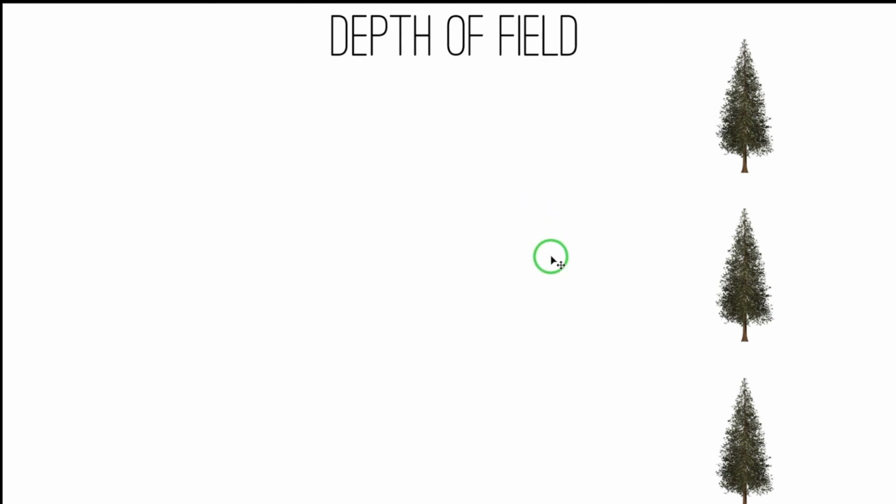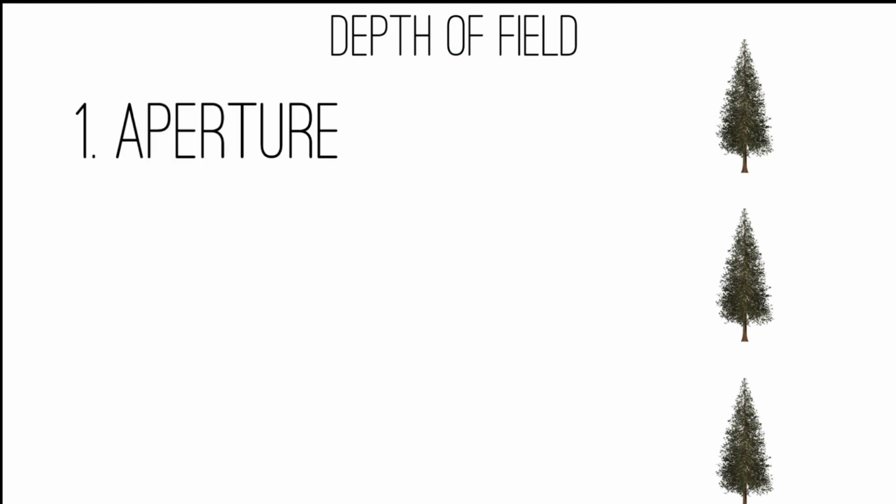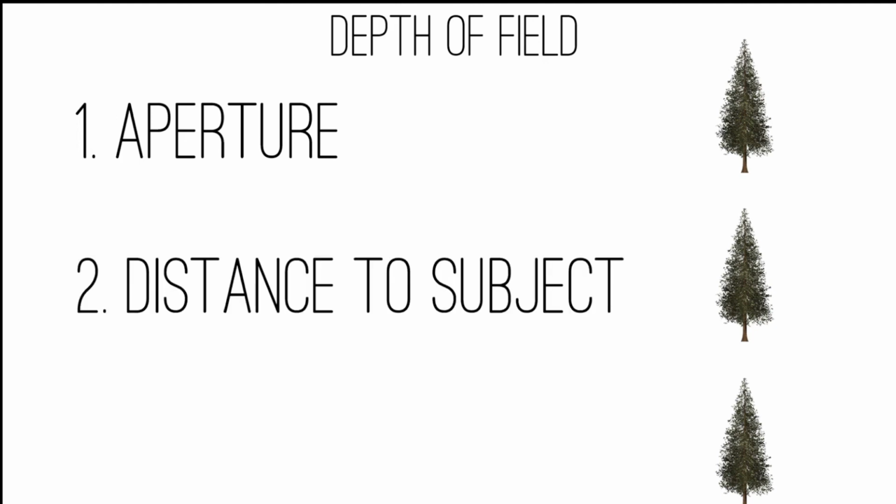There are three different factors that control depth of field. Number one is aperture. Inside the lens, you have an iris, and it is read in f-stops, and that aperture controls your depth of field. The second one is distance to subject, so how far you are away from a subject. If you're far away from a subject, you're going to have a wide depth of field, and if you're close, you're going to have a shallow depth of field.